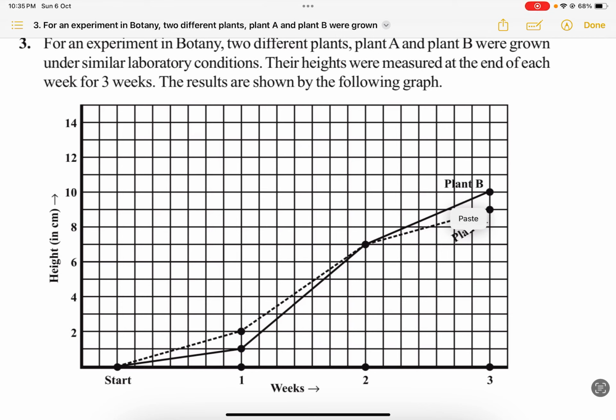Now, plant A is this. This is at the first week. From the beginning to the first week, it has gone to 2 centimeters height. From the first week to the second week, it has grown up to 7 centimeters, correct? And from the second week to the third week, plant A has grown up to 9 centimeters. So this is what you should understand about the growth of the plant by using the graph. Now, what are the questions here? Let us see.